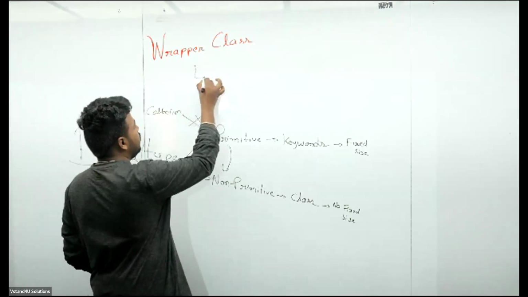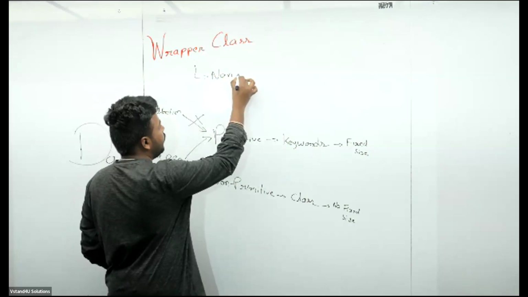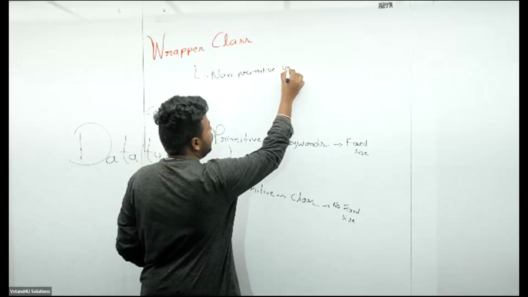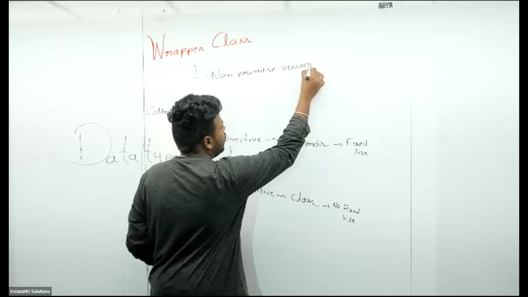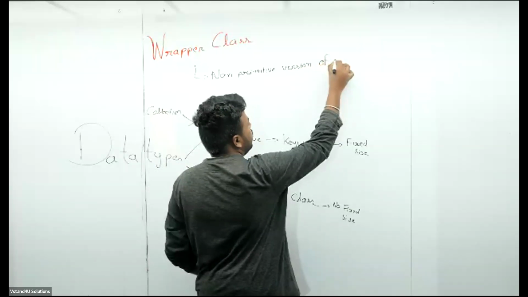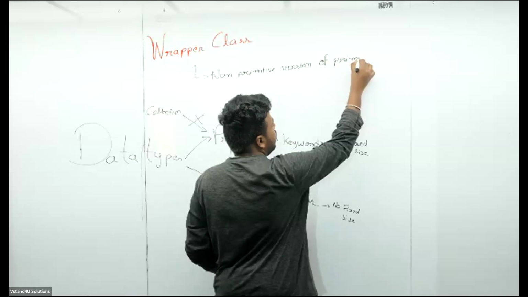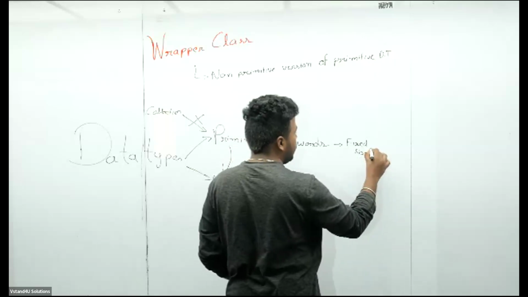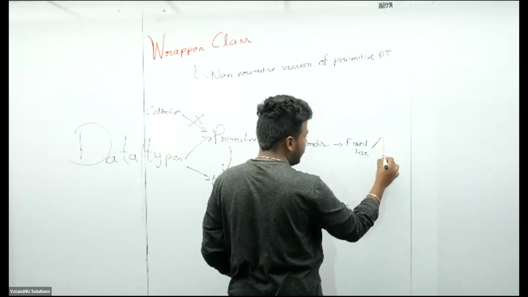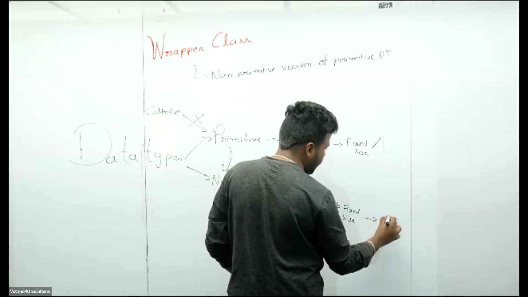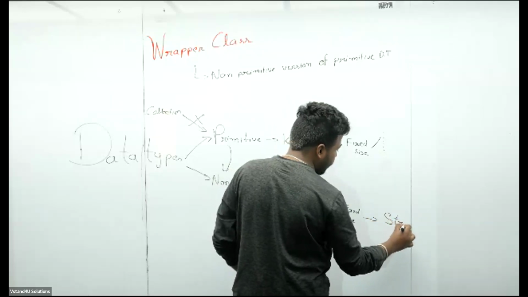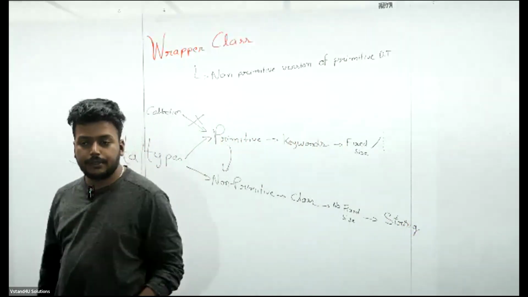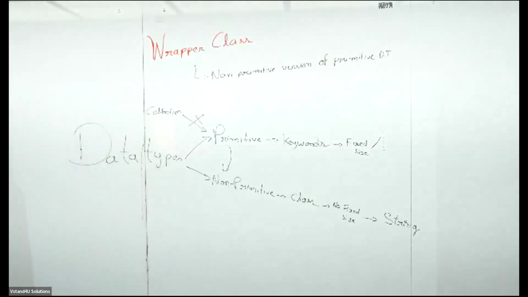I can say it like this also: it is a non-primitive version of primitive data type. Primitive types have a fixed size, like int, double, char. For non-primitive data type, I can make use of String. String is a non-primitive data type.